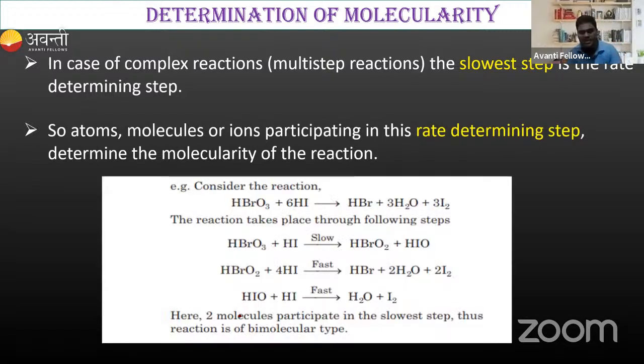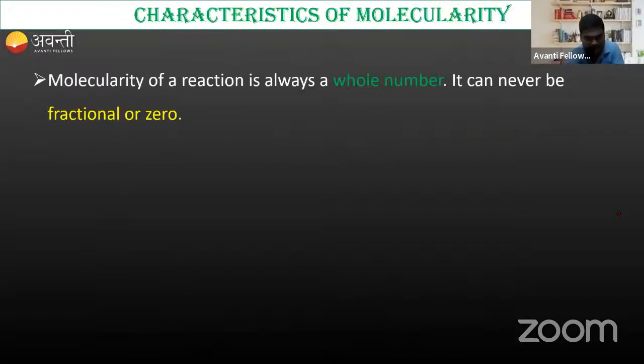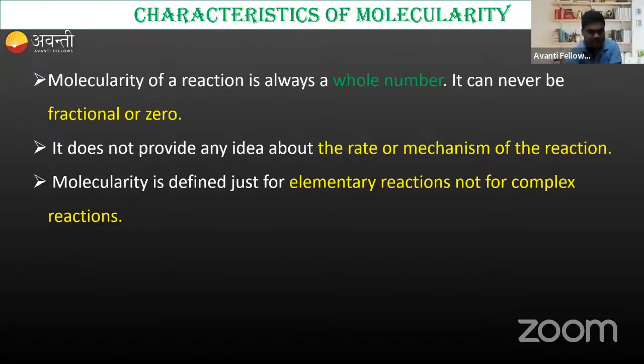Consider the following: HBrO3 plus 6HI gives HBr plus 3H2O. The reaction takes place through the following steps. When treated with HI, the first step is very slow, and the next two steps are very, very fast. Here, two molecules participate in the slowest step, thus the reaction is of bimolecular type, right? So this is all about this.